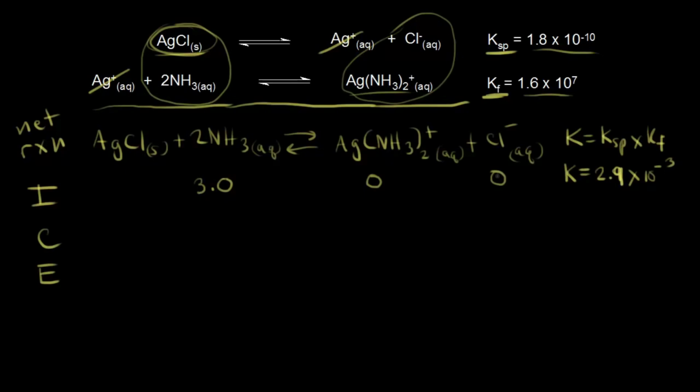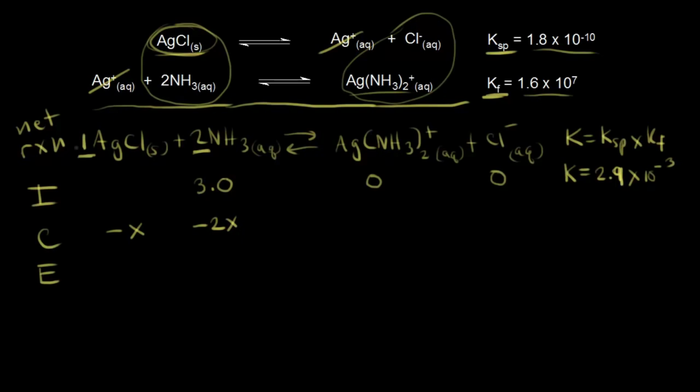Now we add our silver chloride to our solution of ammonia, and some of it is going to dissolve, so we make that concentration X. We're losing a certain concentration of silver chloride, so we write minus X. Next, we look at our mole ratios. The mole ratio of solid silver chloride to ammonia is 1 to 2. So for every 1 mole of silver chloride that dissolves, we're also going to lose 2 moles of ammonia, so we write minus 2x here.